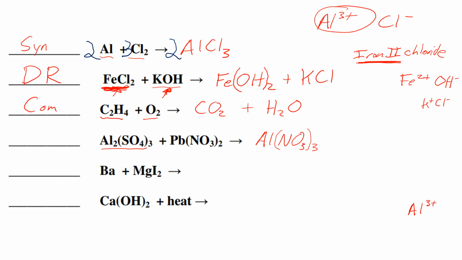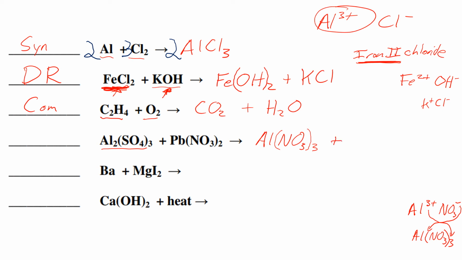Okay? If I went too fast on that one, it's because aluminum on my periodic table is 3 plus, and nitrate, which is NO3, is 1 minus. So when I swap and drop, that 1 comes down here, and that 3 comes down here. It looks like it says NO33, so I have to make sure to write my brackets in there to say that there's 3 NO3s. Okay, so it's Al(NO3)3.